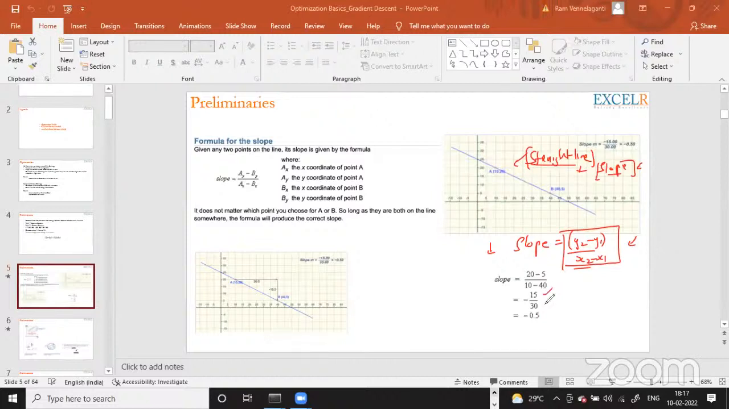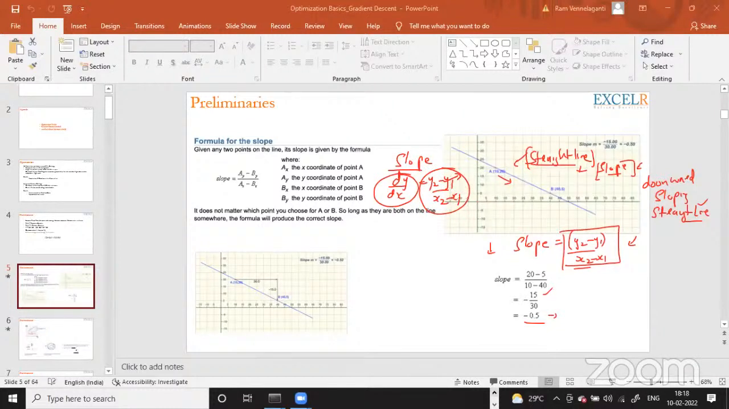So your slope is minus 15 by 30 minus 0.5. It is a downward sloping straight line for us. So it is very straightforward for us to find out the slope of a straight line equation. Simply use dy by dx or the y2 minus y1 by x2 minus x1 formula.